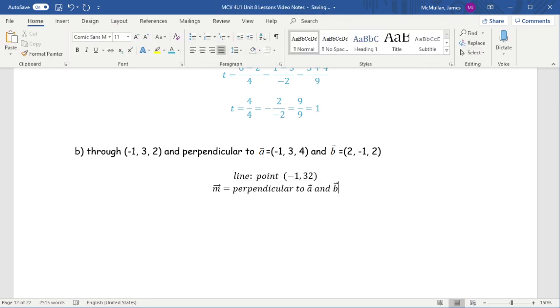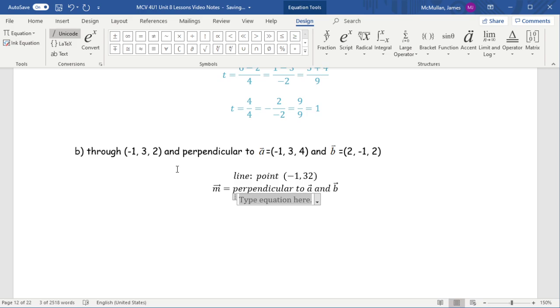Okay, now you know how to make something that's perpendicular to A and B. It would be A times B, okay, the cross product, right, would give you a vector that's perpendicular to both.